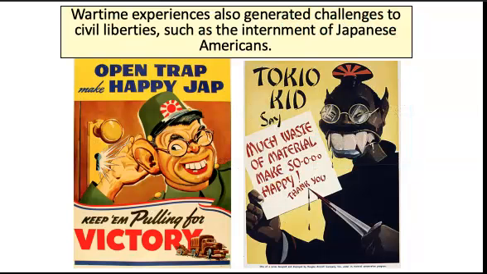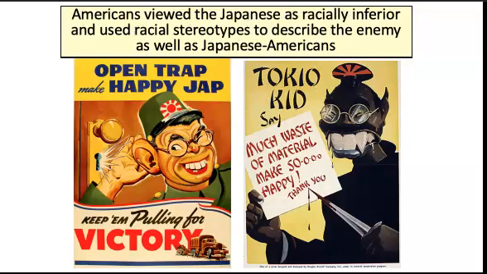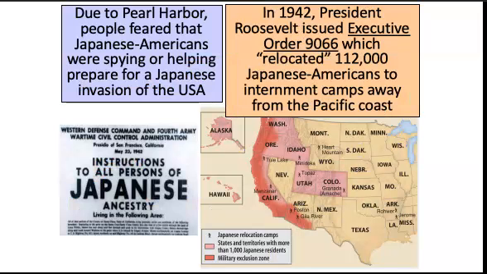Now, more than any other ethnic group, Japanese Americans suffered from their association with wartime enemies. Americans viewed the Japanese as racially inferior and used racial stereotypes to describe the enemy as well as Japanese Americans. Following the attack on Pearl Harbor, Japanese Americans were suspected of being potential spies and saboteurs, and a Japanese invasion of the West Coast was considered imminent by many.